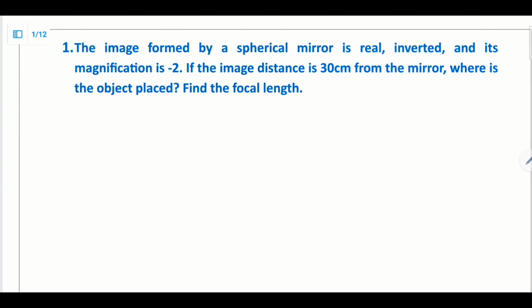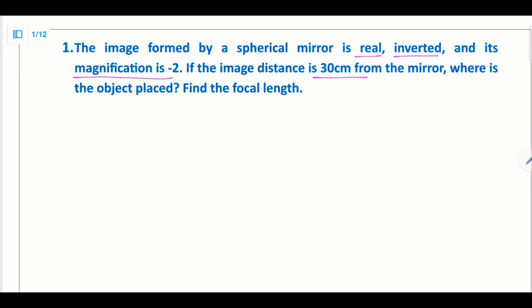Hello everyone. Let us discuss some of the important models in optics, that is reflection of light in curved surfaces. The first question: the image formed by a spherical mirror is real, inverted and its magnification is -2. If the image distance is 30 centimeters from the mirror, where is the object placed?